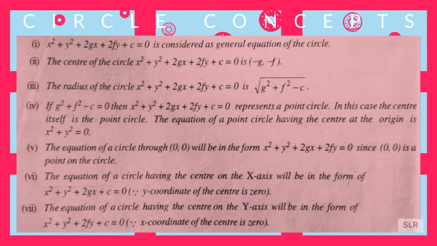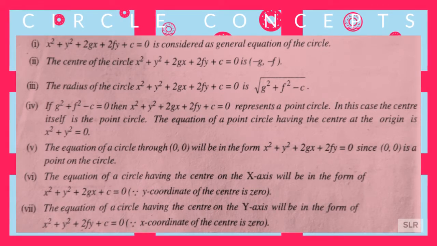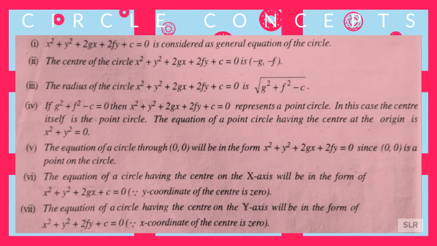The equation of the circle through (0, 0), that is the origin, will be in the form x square plus y square plus 2gx plus 2fy is equal to 0. Here the c value becomes 0. That is, the circle passes through the point (0, 0).